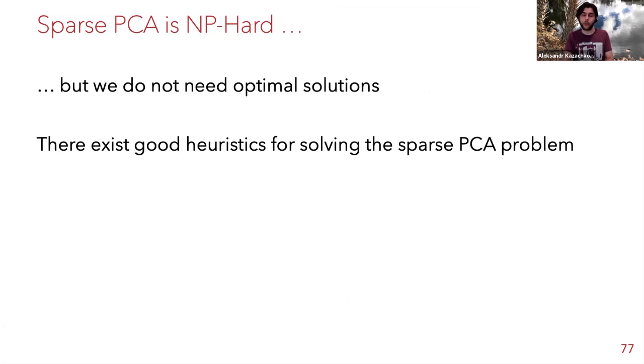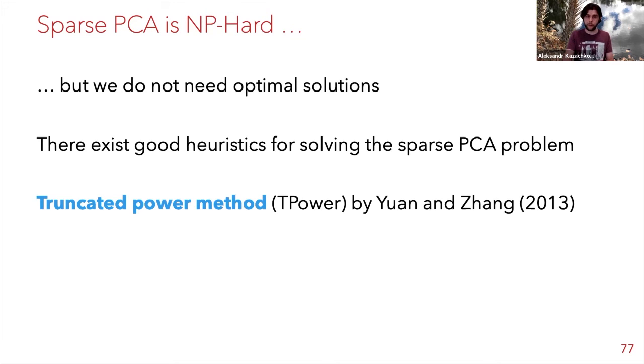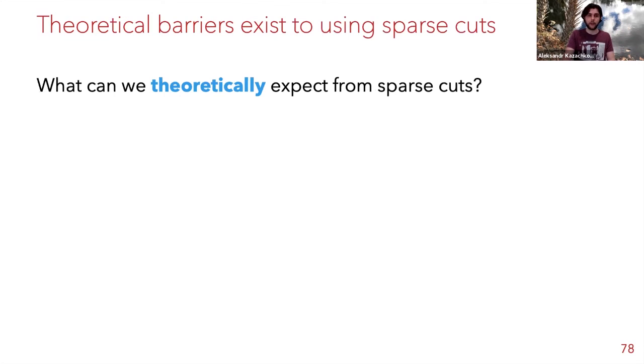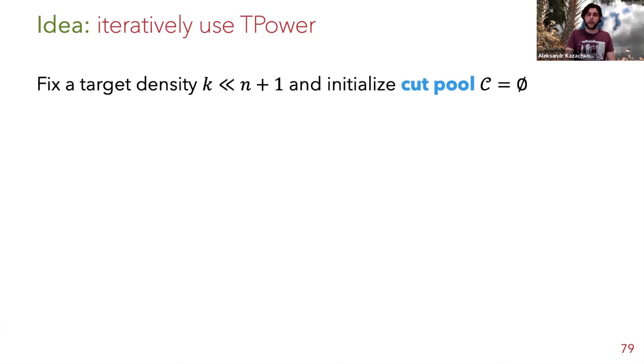Luckily, like I said, it's a very well-studied problem, and there are very good heuristics that exist for that sparse PCA problem. This is a component that can be replaced in our technique by a different future method, whatever is used for sparse PCA at the time. But we call as an oracle something called the truncated power method. I'm going to skip this. Our idea is going to be iteratively using T power.